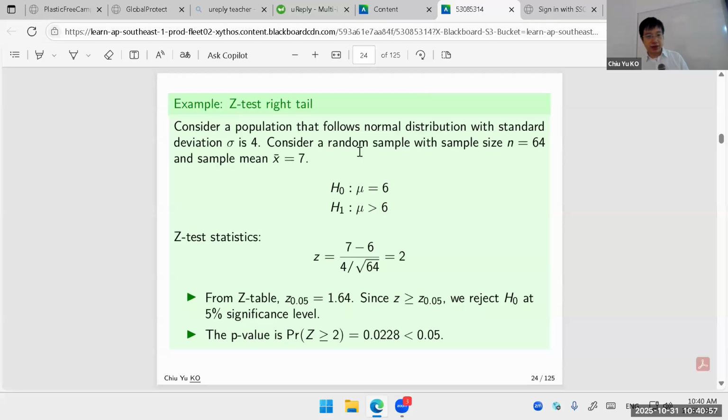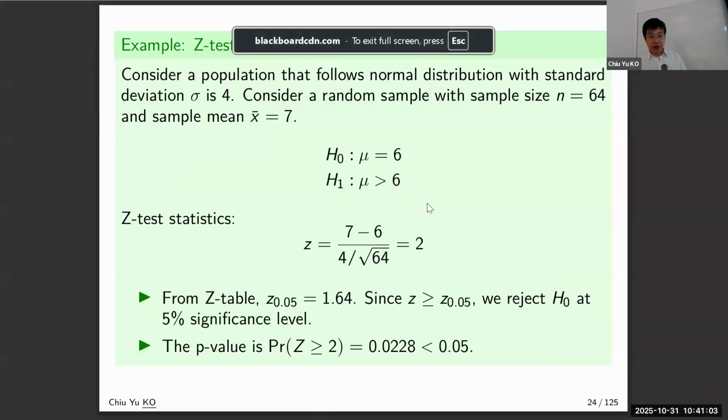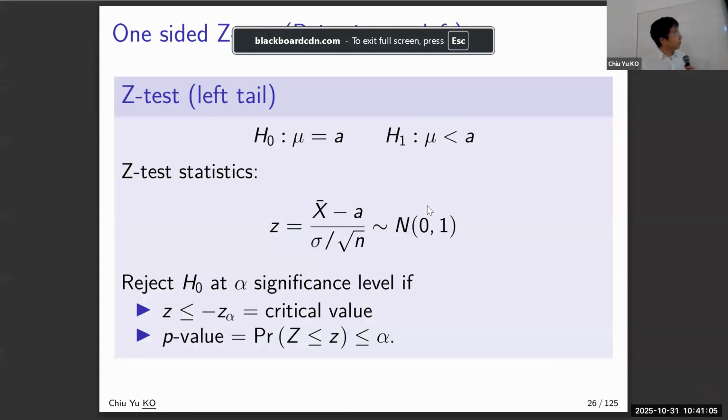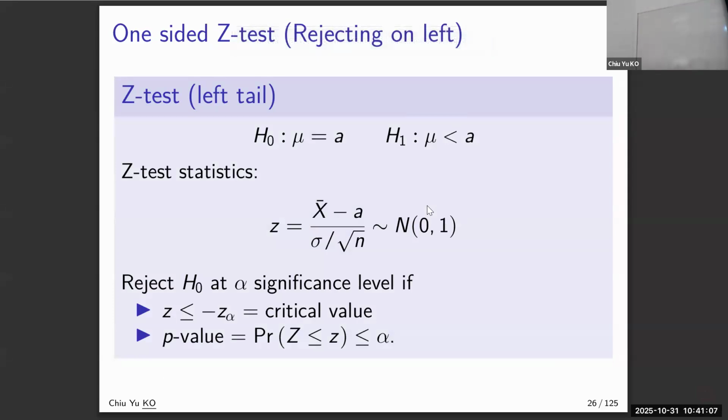Now, some of you said this is not that easy, which I agree. That's why we will do another one that's closely related to this one. Left tail. The only difference is we are going into the left-hand side. So are you going to reject if the sample mean is too small, right? So that's the idea.